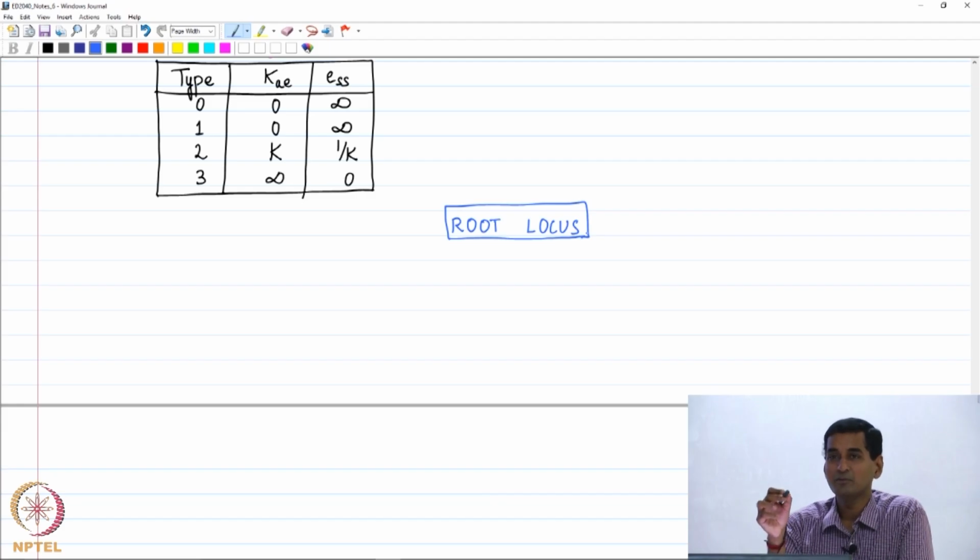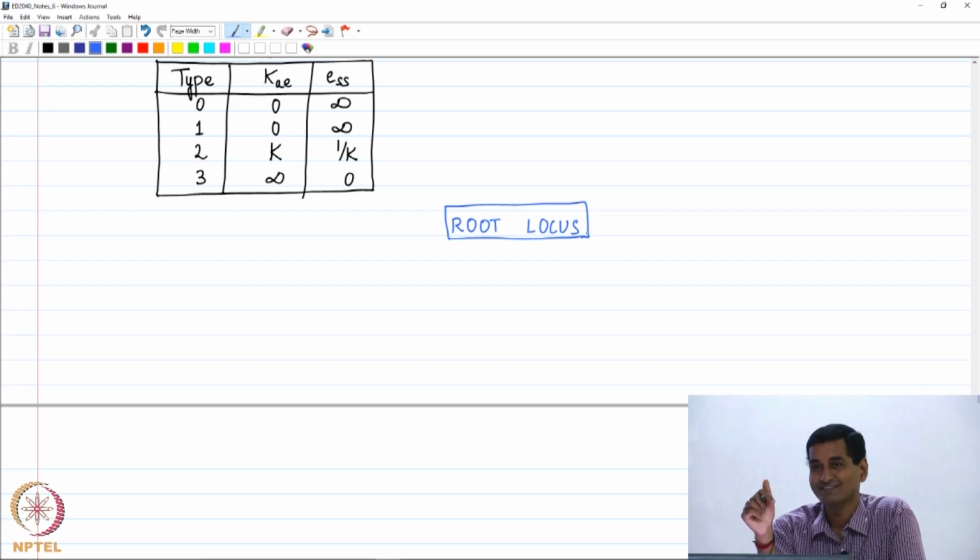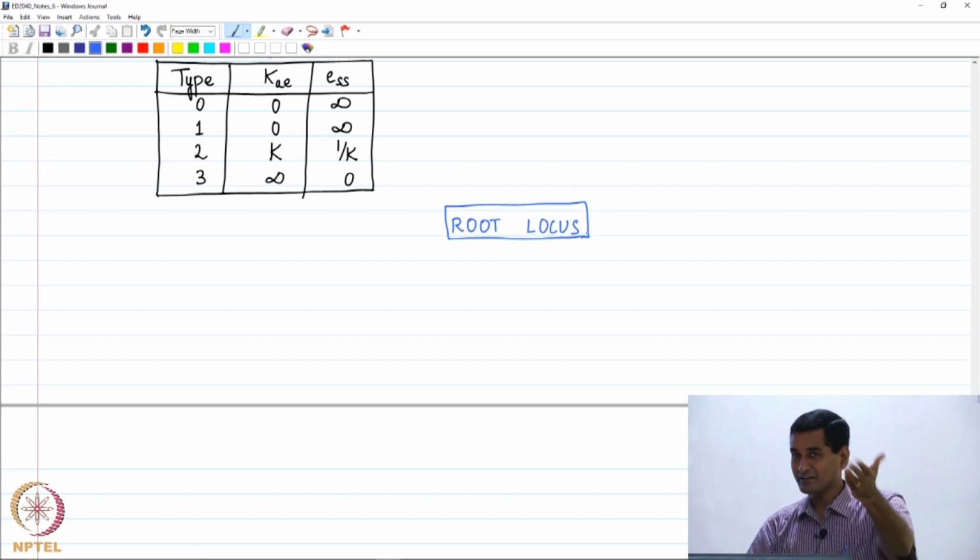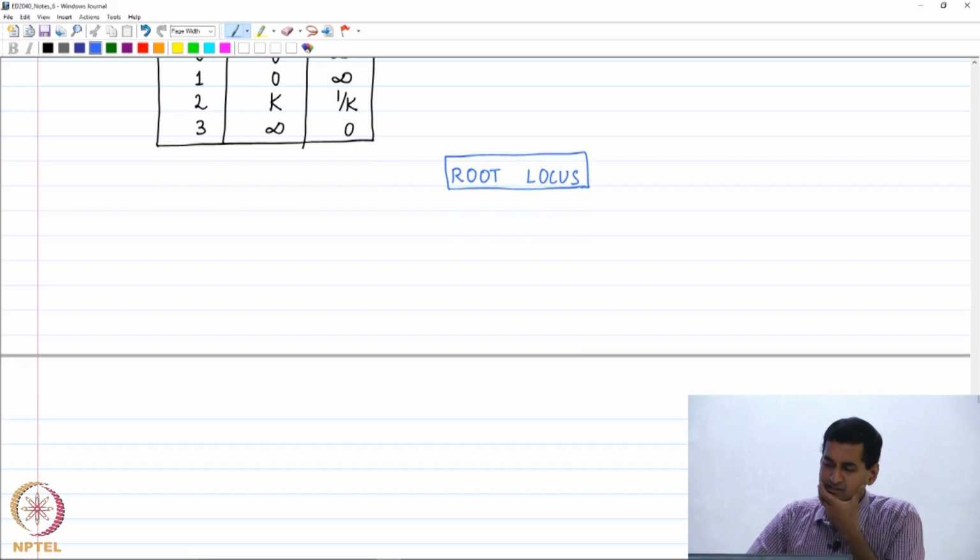The problem is that the moment you have a type 2 system, you have a 1 by s squared term, right? You have two open loop poles at the origin. We will shortly see that even stabilizing with one open loop pole at the origin is going to be challenging. Two open loop poles, it's going to be even more difficult. So the moment you keep on increasing the number of open loop poles at the origin, closed loop stability becomes a challenge. In this analysis, we are assuming that the closed loop system is stable, but practically stabilizing it is going to be difficult. Okay, let's do root locus.